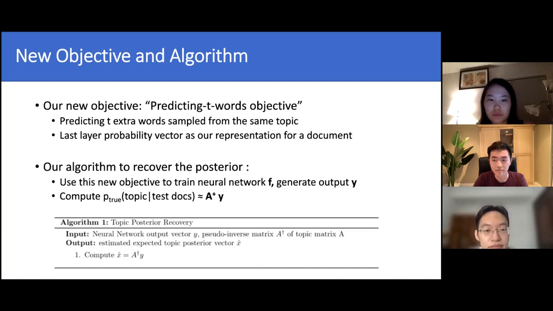With the machine learning model we just trained, we can use the output to recover the posterior for our test documents. We use this objective to train a neural network F and then generate an output Y. Then we calculate the recovered topic posterior distribution for the test documents by multiplying the pseudo inverse of A, our topic matrix, with the neural network's output Y.